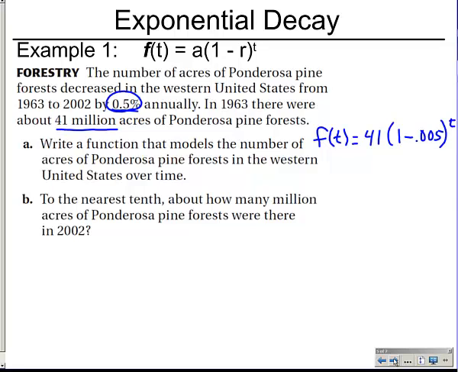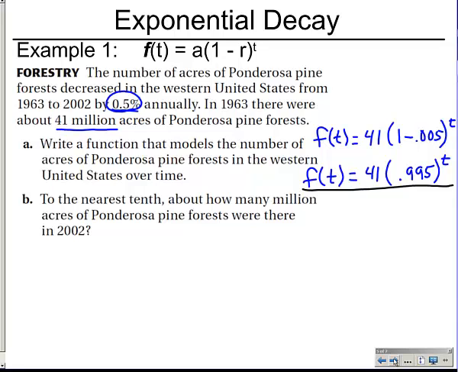So now we've got to go ahead and simplify that a little bit. So we have f(t) equals 41 times 1 minus 0.005, which gives you 0.995 to the t power. So this then becomes our function that we can use between 1963 and 2002.